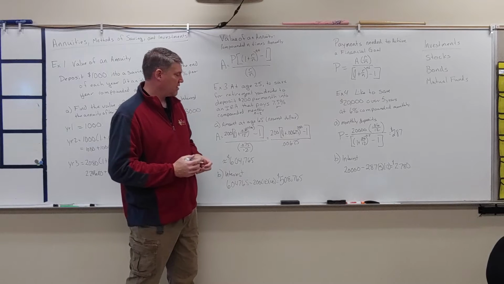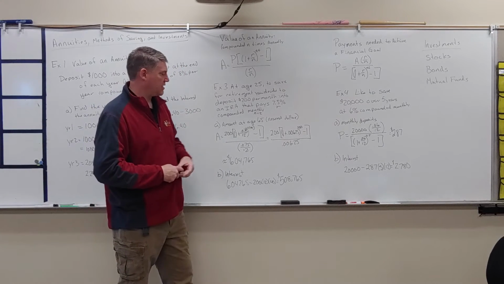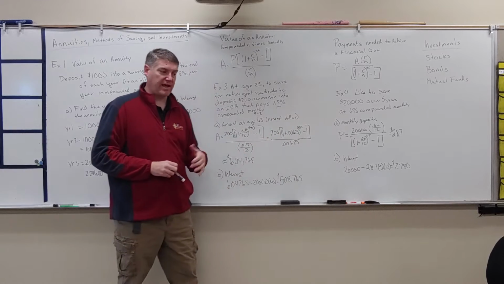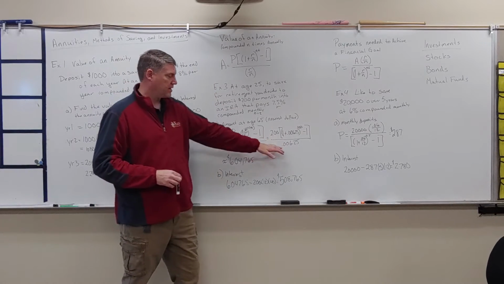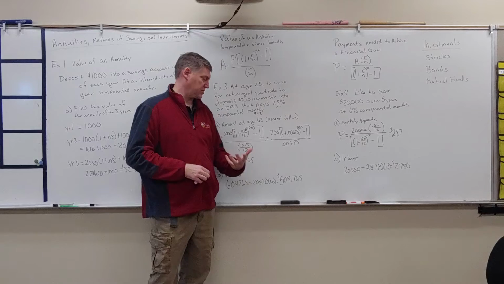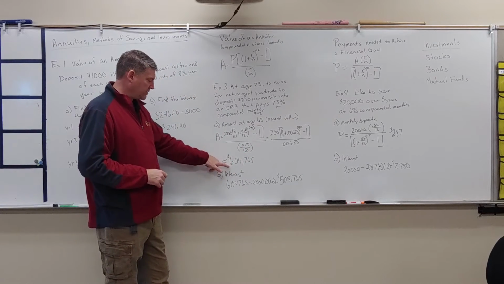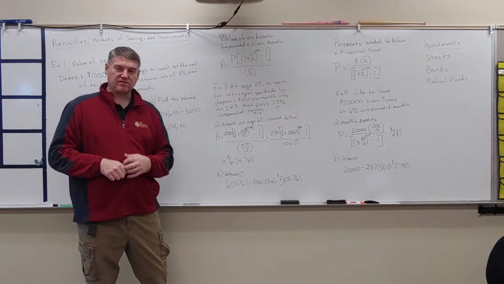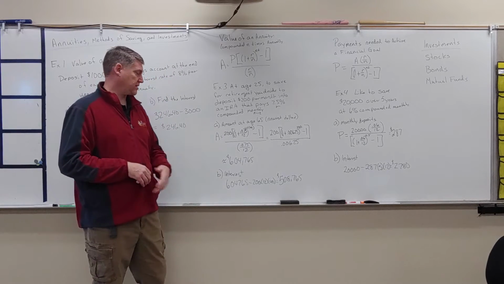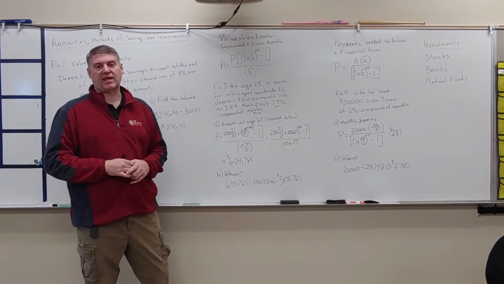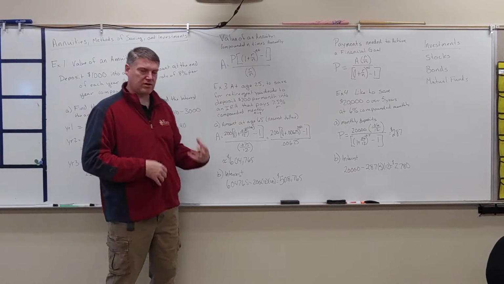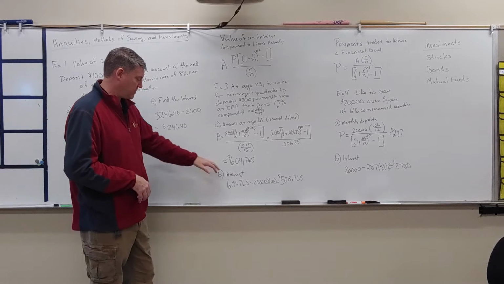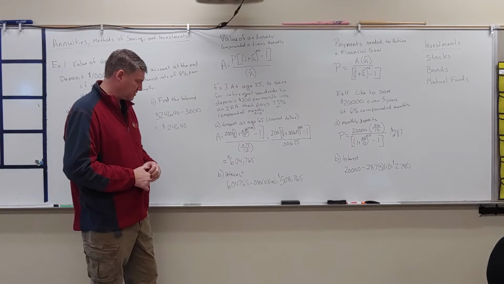So I have 200 times the quantity 1 plus 0.00625, all raised to the 480th power, minus 1, divided by 0.00625, for a grand total of approximately $604,765. So this is how much is going to be in that account by saving $200 per month for 40 years. You're going to have a little over $600,000.